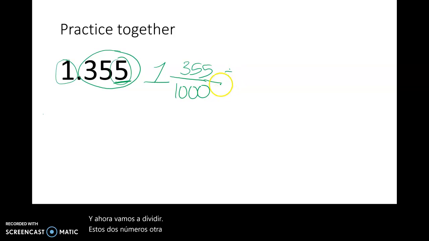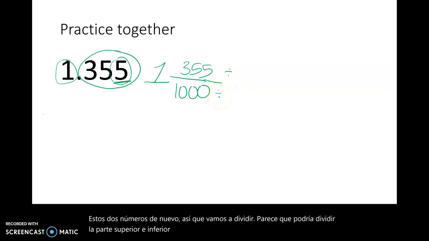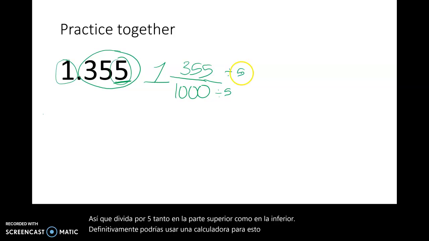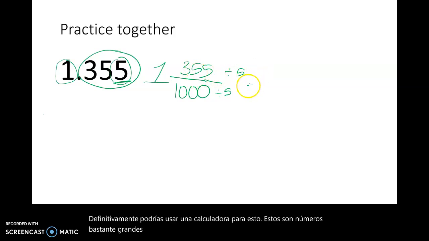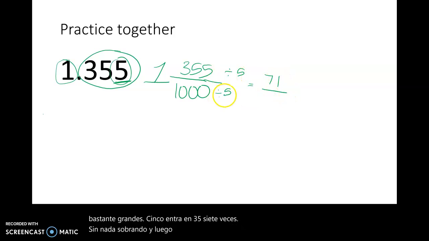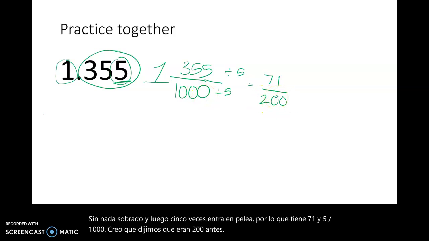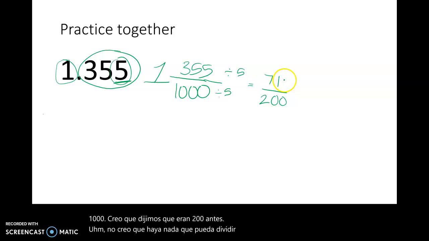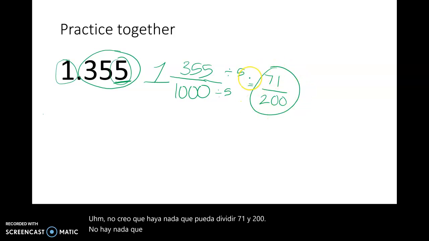So let's divide, looks like I could divide top and bottom by 5. So divide by 5 on both top and bottom. You could definitely maybe use a calculator for this. These are pretty big numbers. 5 goes into 35 7 times, with nothing left over, and then 5 goes into 5 once, so it'll be 71, and 5 divided by 1,000, I think we said was 200 before. I don't think there's anything that can divide 71 and 200. There's nothing that can go into 71 and 200, the same number, so that is a final answer.